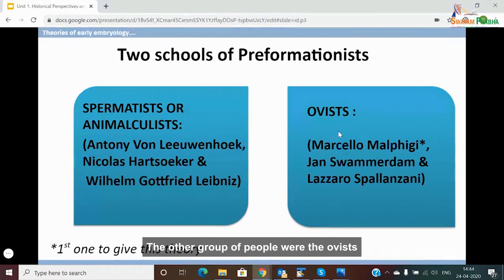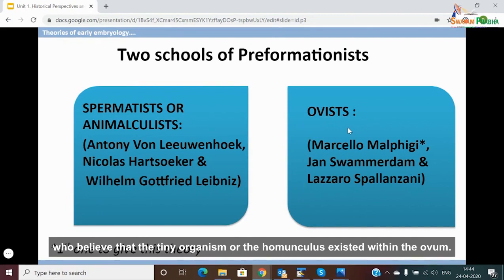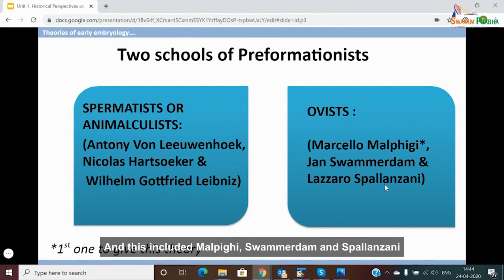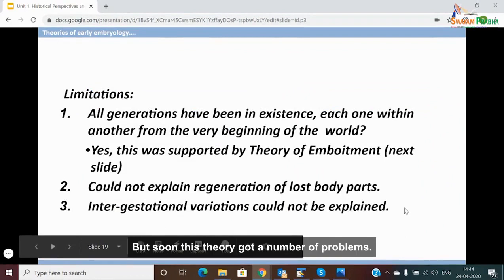The other group of people were the ovists, who believed that the tiny organism or the homunculus existed within the ovum, and this included Malpighi, Swammerdam and Spallanzani, out of which Malpighi was actually the first one to give this. But soon this theory got a number of problems.